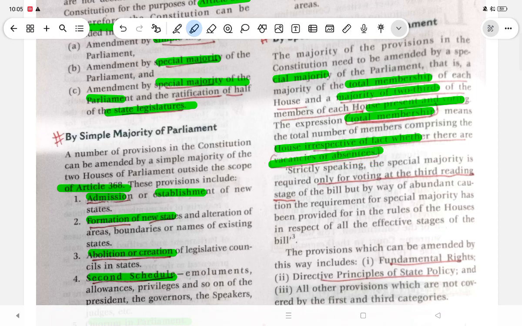Strictly speaking, the special majority is required only for voting at the third reading stage of the bill, but by way of abundant caution, the requirement of a special majority has been provided for in the rules of the House in respect of all the effective stages of the bill.